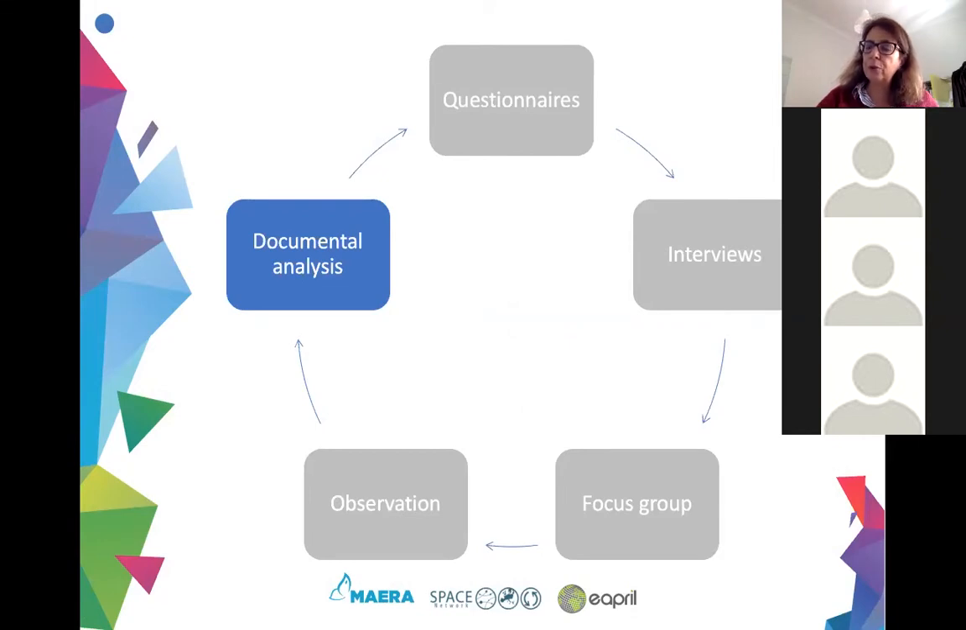And one of the most important problems of this technique, the technique of documental analysis, is related with the assessment of the credibility of the documents, meaning to determine if the documents are real, they are authentic, they are correct, and they are not biased.